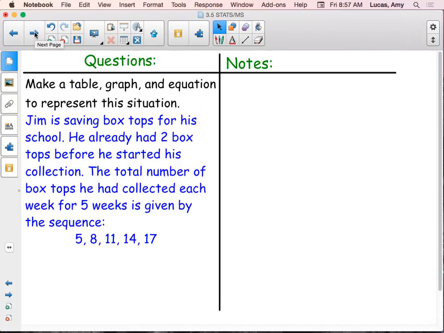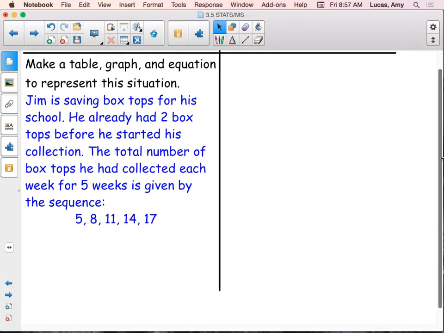Okay, our first problem says make a table, graph, and equation to represent this situation. Jim is saving box tops for his school. He already had 2 box tops before he started his collection. The total number of box tops he had collected each week for 5 weeks is given by the sequence 5, 8, 11, 14, 17. Okay, so we're going to make a table, a graph, and an equation.